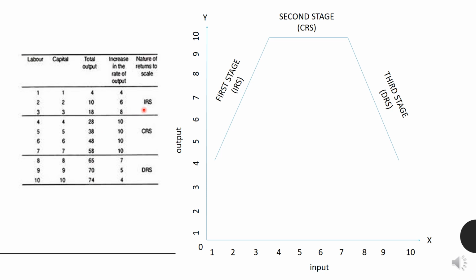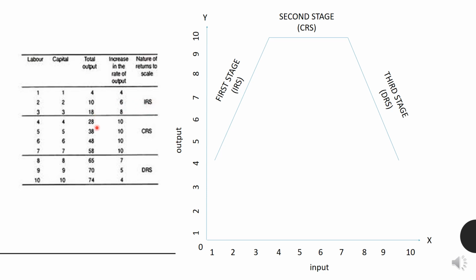In the first stage, we know that the total production increases at an increasing rate. So this can be shown with the help of the marginal product. So here the marginal product increases from 4, 6 and 8. So this stage we call it as the increasing returns to scale.